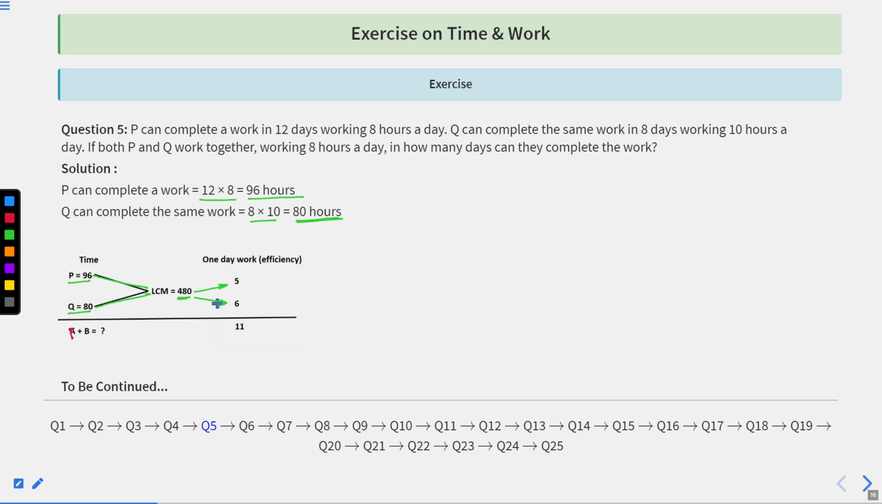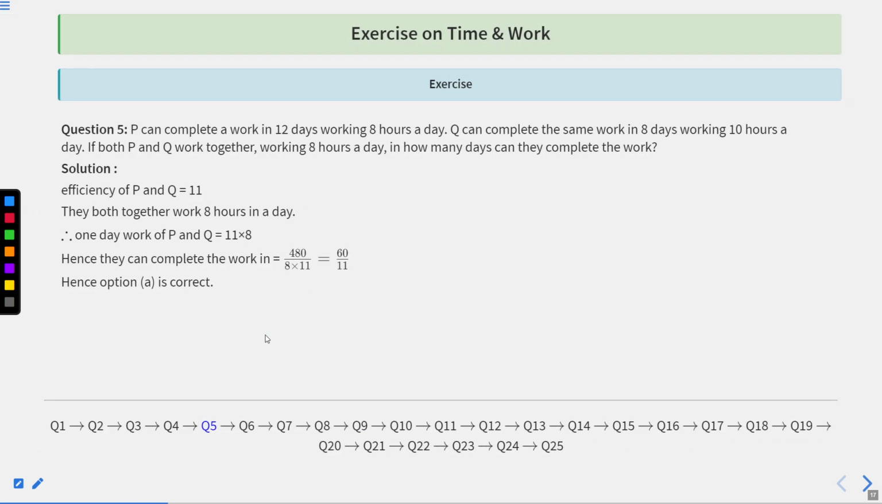So the combined work efficiency is going to be 11. So they both work together 8 hours each day. Therefore, 1 day work of P and Q will be 11 into 8. Hence, they can complete the work in 480 upon 8 times 11, that is 60 upon 11. So the correct option here is option A.